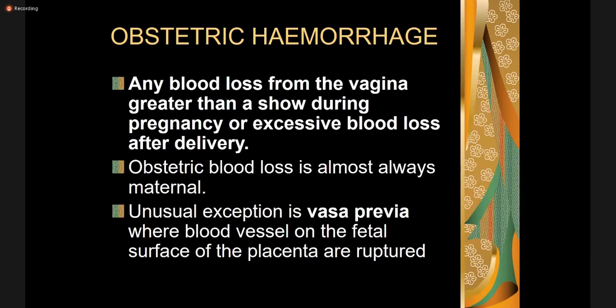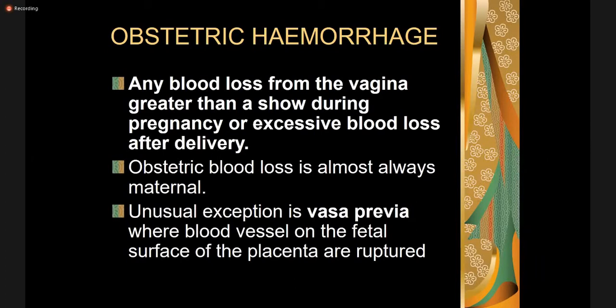Obstetric hemorrhage is one of the most common causes of maternal death. This is one of the most important emergencies. Any blood loss from the vagina greater than a show during pregnancy, or excessive blood loss after the delivery, is obstetric hemorrhage. Obstetric hemorrhage blood loss is almost always maternal. An unusual exception is vasa previa. So whenever the patient is bleeding, always think this is maternal loss.